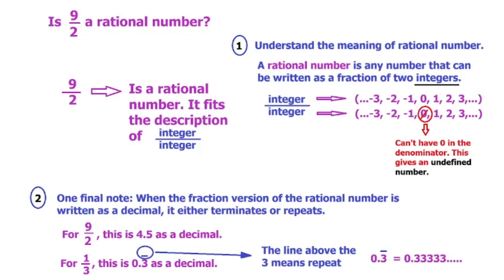So basically, 0.3 with the line is the same as 0.333... goes on forever, okay? However, 1 over 3 is still a rational number because even though it repeats like this forever, it's an integer on top of an integer. And that's the meaning of rational number. And that's the end of this lesson.